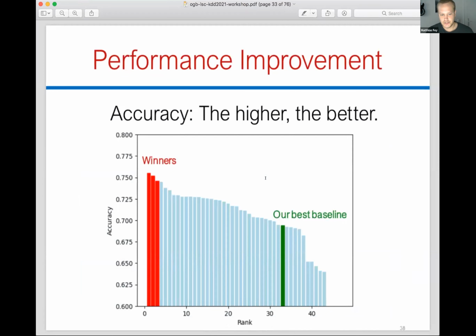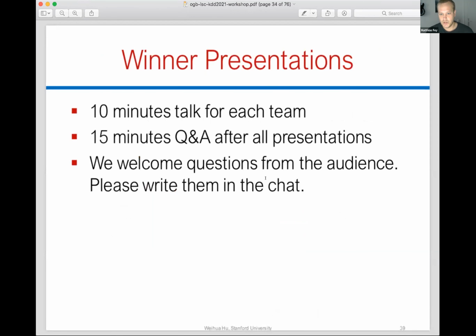As this figure shows, the competition led to major improvement on this data set compared to our initial benchmark analysis. Overall, the best solution achieved performance improvements that were 6 percentage points better than our best performing baseline, which is really impressive in my opinion, given the tight time that the winning solutions had to come up with their solutions.